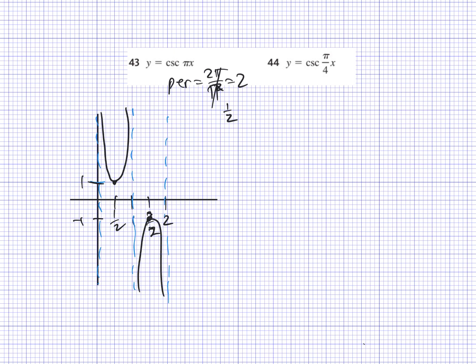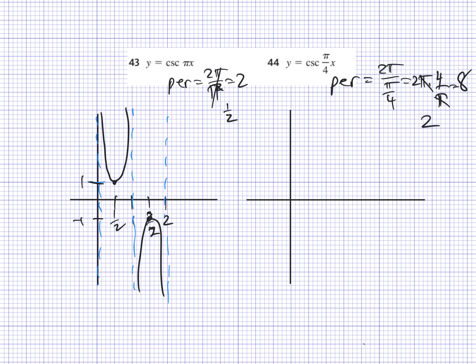And then we go to number 44. Our period is 2 pi over pi over 4, which is 2 pi times 4 over pi, which is 8. Divide that by 4, every increment is 2. And again, we're not shifting here, so this just makes it easy to draw these. Not sure what happened with this right here. Let's just get rid of that. Okay, now it starts at 0, we're not shifting. So that's 2, 4, 6, 8, and that's it. All right, and draw your asymptotes.